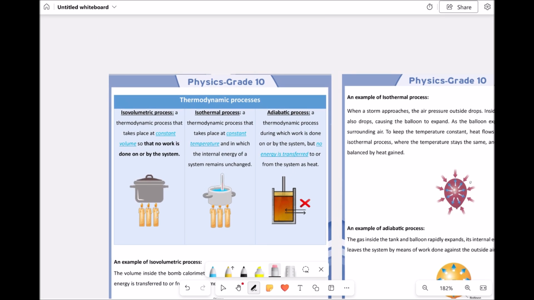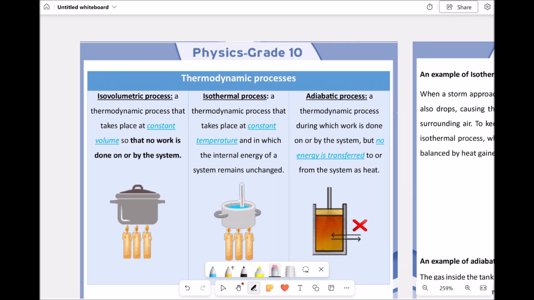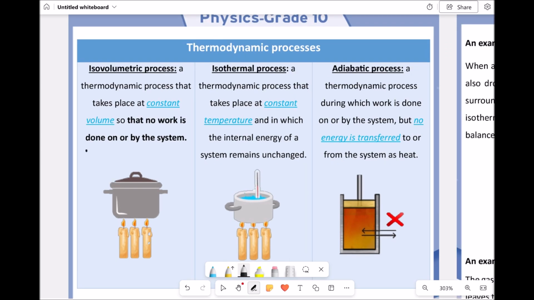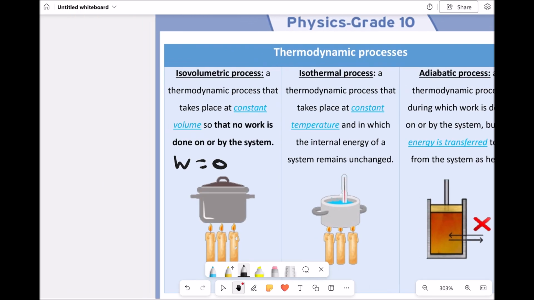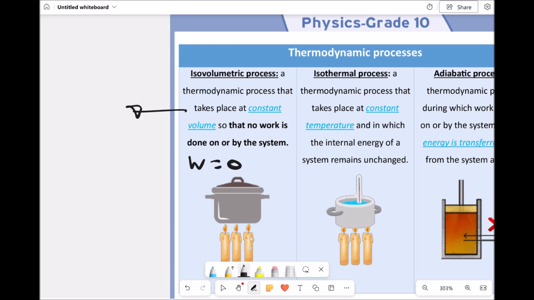We have thermodynamic processes. We have isovolumetric. Isovolumetric happens when there is no change in the volume of the system, and no work is done by the system or on the system. So here, work in isovolumetric is equal to 0. A note that you have to know is isovolumetric mostly happens in a rigid body, okay? When you're talking about isovolumetric, we're talking about a rigid body, or a constrained system where there is going to be no change in the volume of the system.